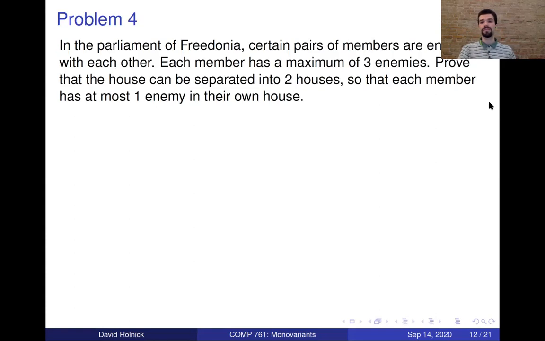Let's take a look at this problem. This is going to be moving into the next section, so maybe slightly different methodology here. In the Parliament of Fredonia, certain pairs of members are enemies with each other. Each member has a maximum of 3 enemies. Prove that the House of Parliament can be separated into 2 houses so that each member has at most 1 enemy in their own house. This is obviously why, for example, the UK has 2 houses of Parliament.